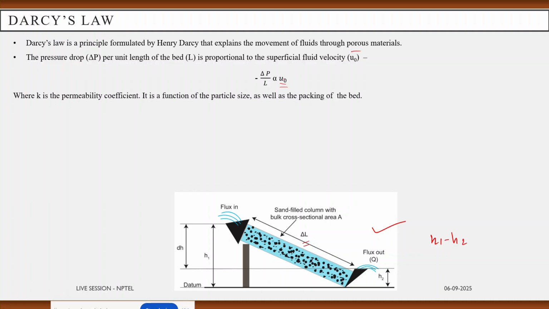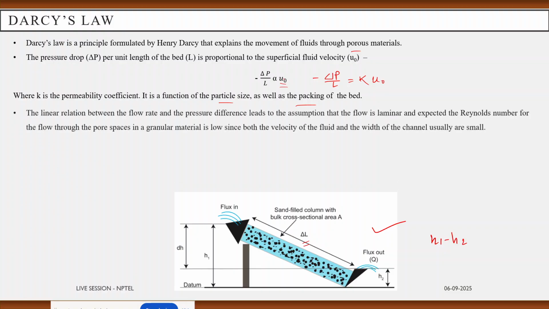When you equate these two, there will be one constant K into u0. Here K is the permeability coefficient. So this permeability coefficient is a function of particle size as well as what kind of packing material you are using. That is also important for considering the permeability coefficient.